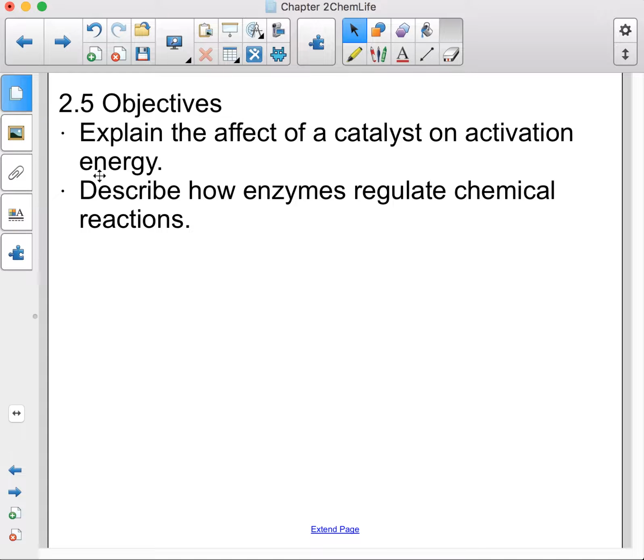Endothermic reactions. Okay, moving on to section 2.5, which is probably my favorite of the chapter. We're going to look at enzymes. Enzymes are used in biological chemical reactions, and we usually call them catalysts because they help start the reaction. You may have used the term catalyst in a paper, for something that starts a process or an event. Then we're going to talk about how enzymes help regulate some of those chemical reactions.